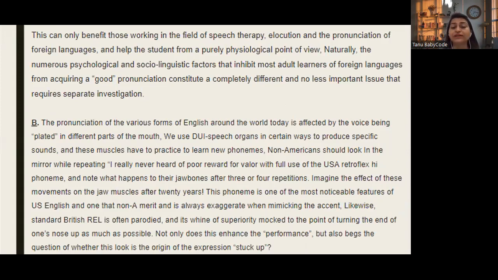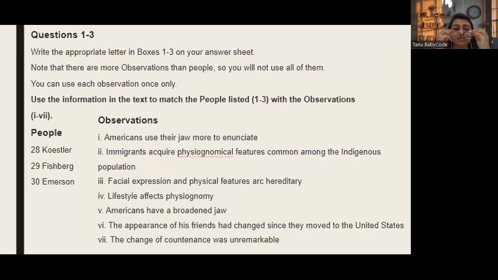Now you can apply all those tips and strategies in finding the answers for this exercise. It will help you a lot. Here are the questions on my screen. So you can see that there are 3 people. The names of 3 persons are here and their observations. That means their findings, their research are here. Whatever they have observed is here. See, the number of observations is more than the number of people, right?